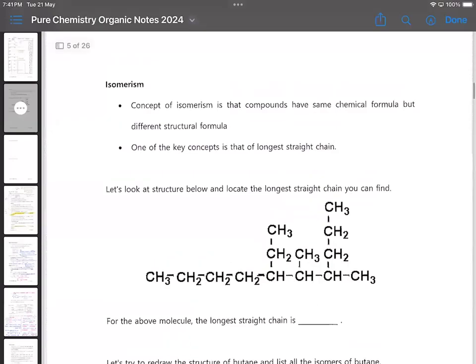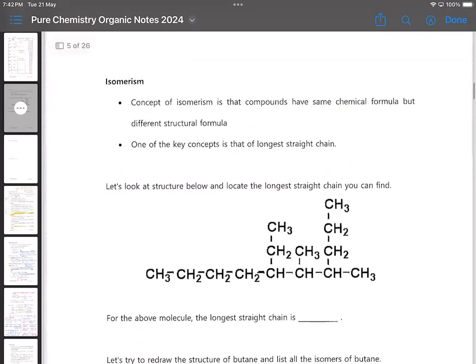All right, this concept of isomerism basically tells you about how compounds can be restructured when the number of atoms in their formula is the same. So basically, it's the concept of same chemical formula, but different structure. So let's take a look at this.